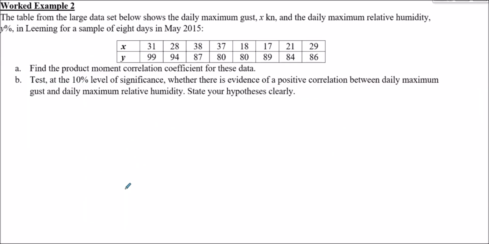Well, here we've got a table from the large data set, and it shows below the daily maximum gust, X knots, here on the top row, and the daily maximum relative humidity, Y%, in Leeming for a sample of 8 days in May 2015. So already, before reading the question proper, we can probably anticipate what we need to do. We can see here there's a sample of 8 days, so let's just get the table up and ready again.